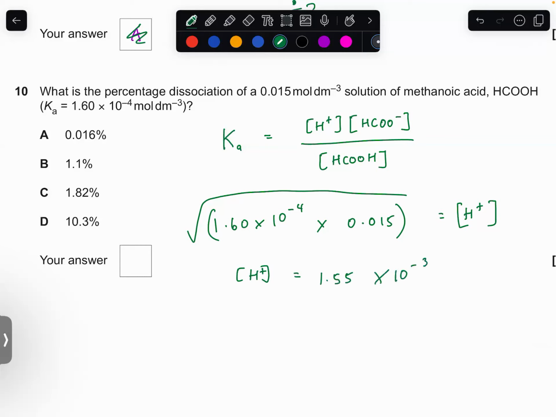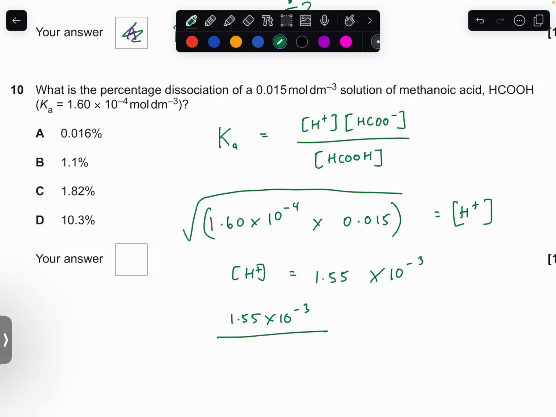And you see, to work out the percentage, it's going to be this answer divided by the concentration of the H+ ions divided by the concentration of the weak acid. 0.32. Answer is D. And the mark scheme supports that.